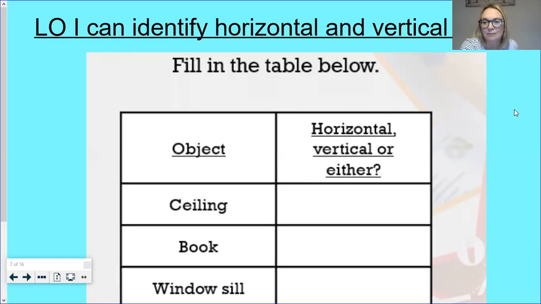Okay, so the ceiling is a bit of a funny one, but I think we're thinking about the point where the ceiling joins the wall, which would be a horizontal line. A book, okay, I've got a little notebook here, so that would have horizontal lines at the top and the bottom, and then vertical lines at either side. And a windowsill would be a horizontal line.